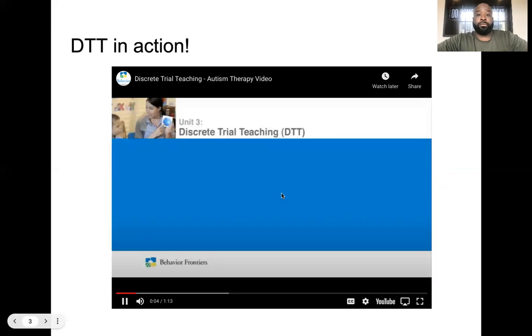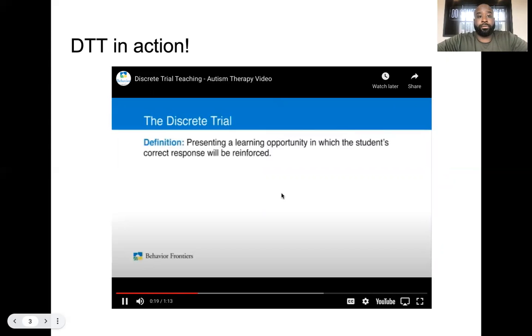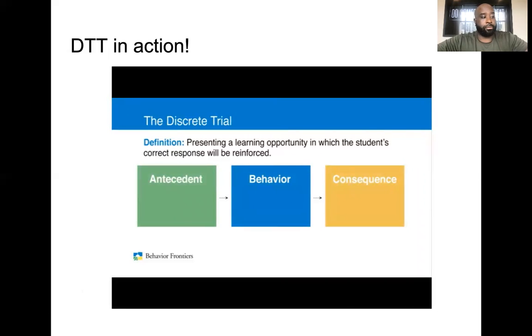Unit 3, Discrete Trial Teaching. Section 1, the Discrete Trial, SD, and Response. In DTT, the discrete trial is used to teach new behaviors. The definition of a discrete trial is presenting a learning opportunity in which the student's correct response will be reinforced. The discrete trial consists of 3 parts which correspond to the ABCs of behavior. These parts are the discriminative stimulus, or SD, the response, or R, and the stimulus reinforcer, or SR.